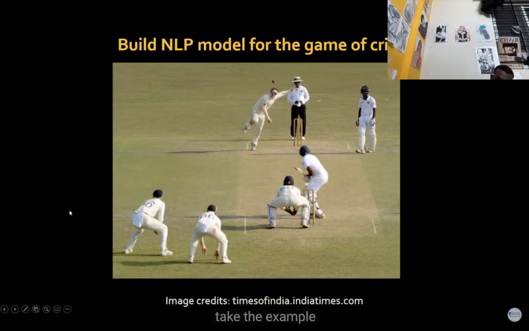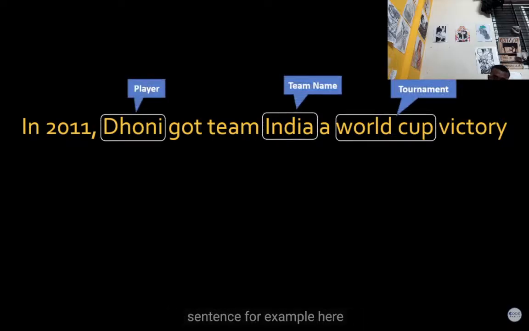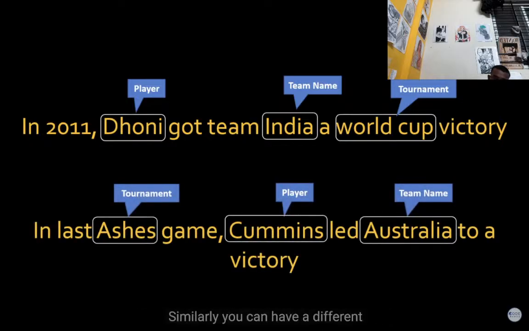Let's take the example for the game of cricket. Let's say you're building an NLP model for this game, and the task you have in hand is to recognize entities in a given sentence. For example, here, Dhoni would be a player name, India would be a team name, and World Cup would be a tournament. Similarly, you can have a different statement and you want to identify the entities. So this is called named entity recognition.